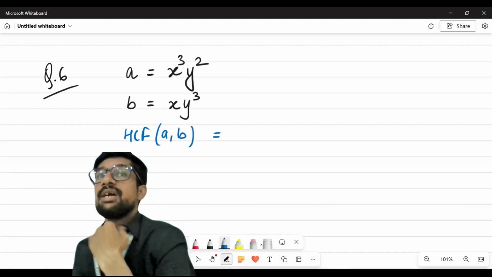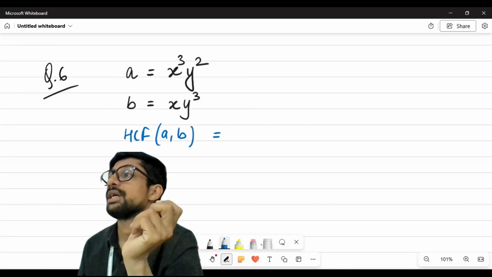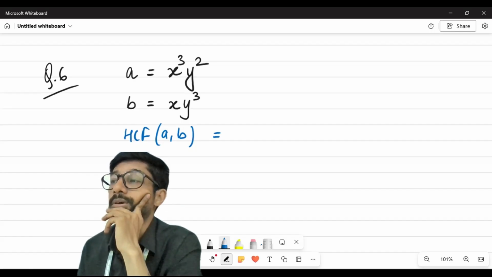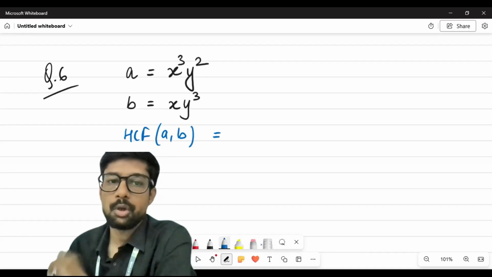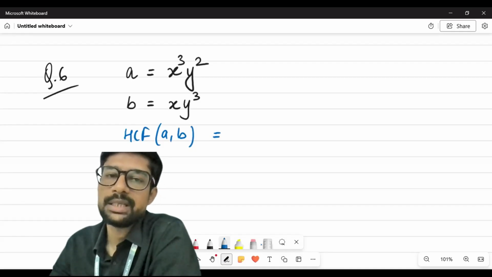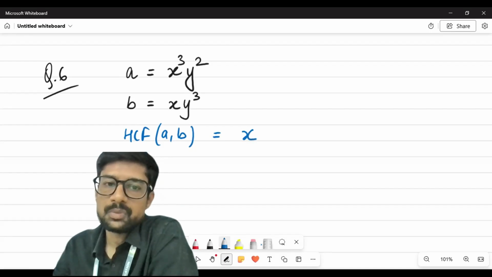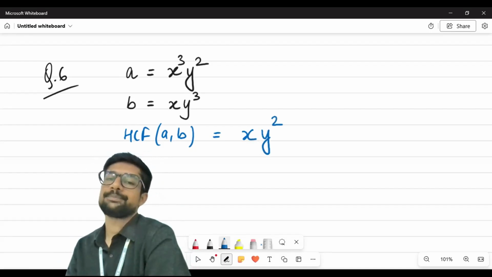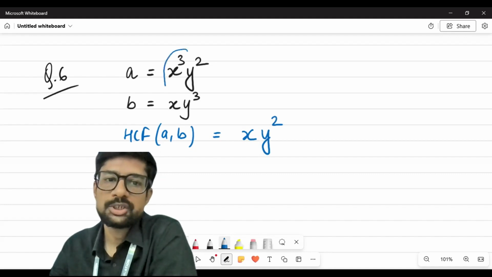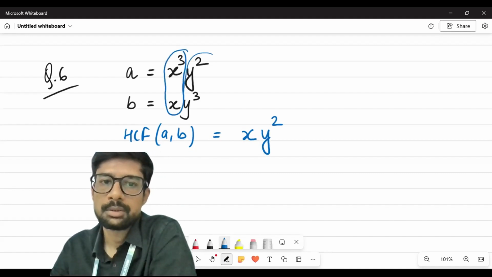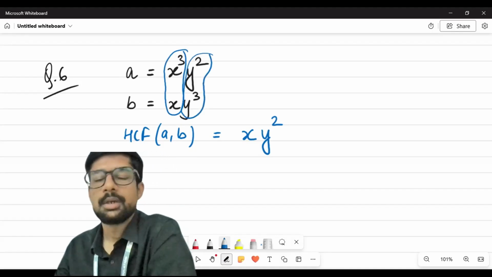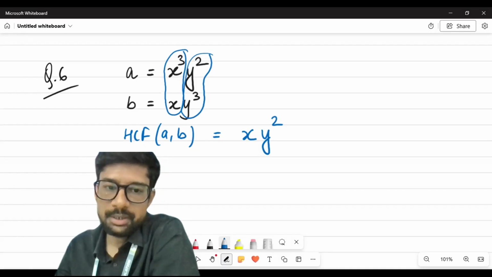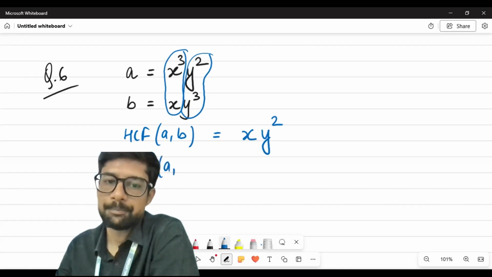What we discussed in HCF: for HCF, we have to take the lowest powers of both the numbers. That means x1 and y2. You have to take the lowest powers among the given ones for HCF. Let's say if in the same question we were asked LCM.